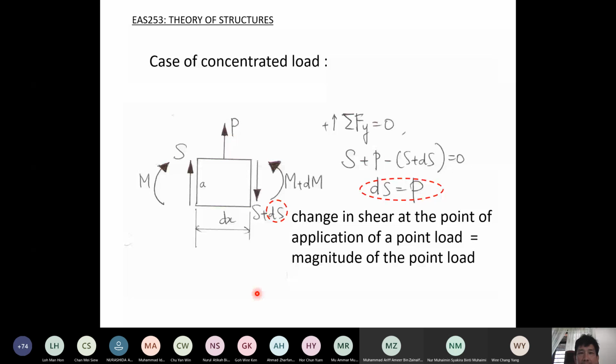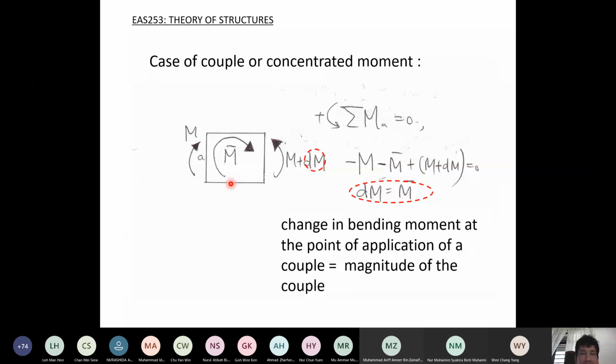Same thing for the concentrated moment. If you look at the section slightly before and slightly after the point of action of the concentrated moment, then from this equilibrium equation we can see that there is a change in bending moment at the point of application of a couple, or concentrated moment, and the change in M, dM here, is equal to the magnitude of the couple itself. Here we consider clockwise as a positive change. If it is anti-clockwise, then the change becomes negative.